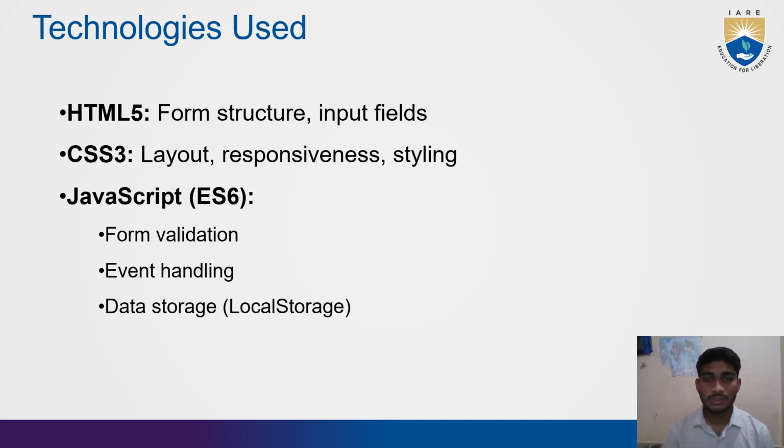Our current slide is technologies used. What are the technologies used in the job application form system? HTML5, CSS3, and JavaScript. Form structure and input fields are taken from HTML. As we know, the text will be added in the HTML, and CSS handles layout, responsiveness and styling. The entire logic will be in JavaScript, which means form validation, event handling, and data storage, which is stored in local storage.